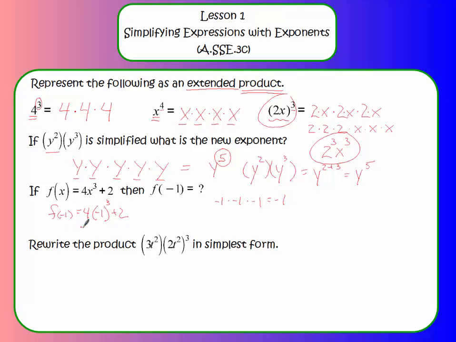So that just means 4 times negative 1 plus 2. And 4 times negative 1 is negative 4, plus 2 is going to tell me negative 2. So f of negative 1 equals negative 2.